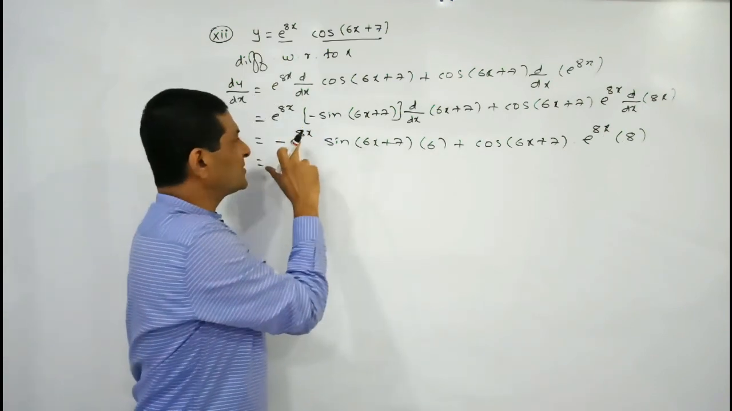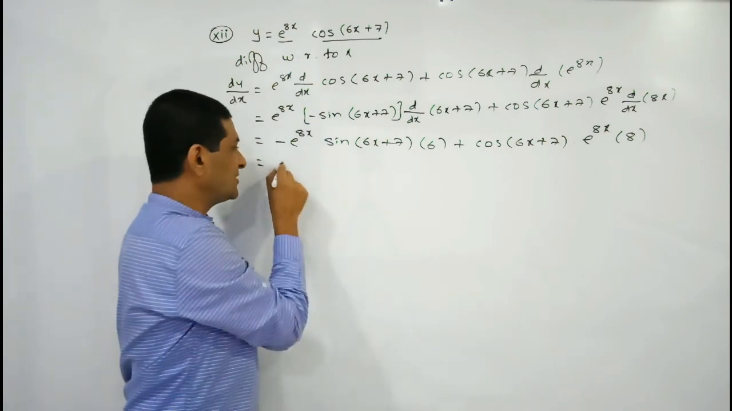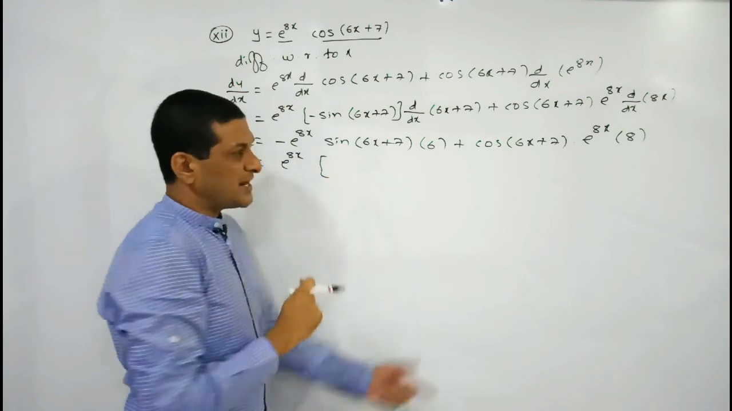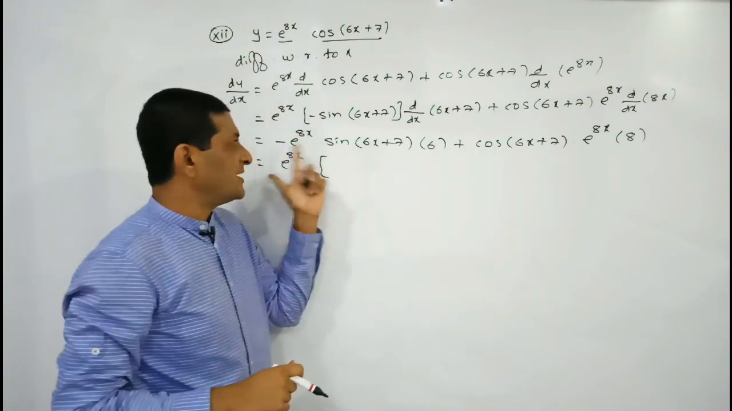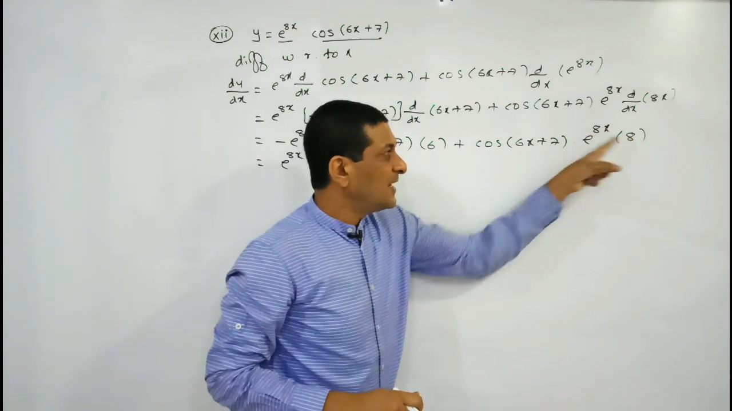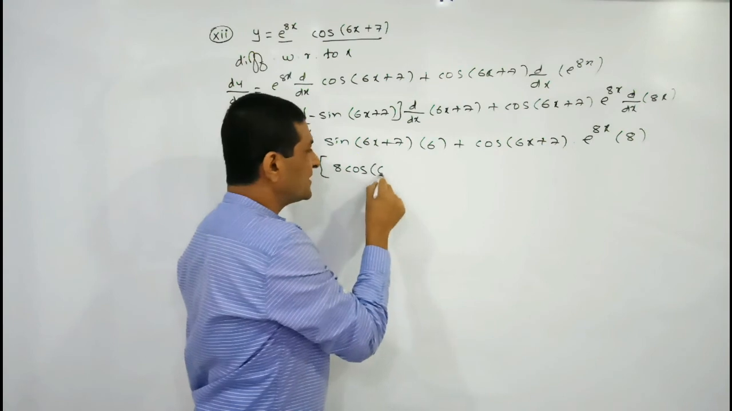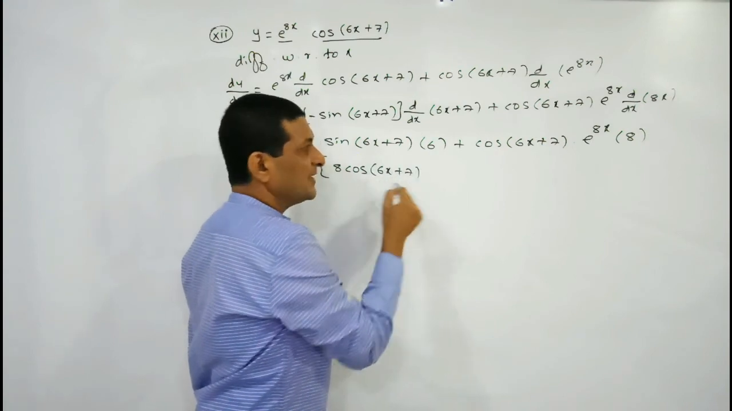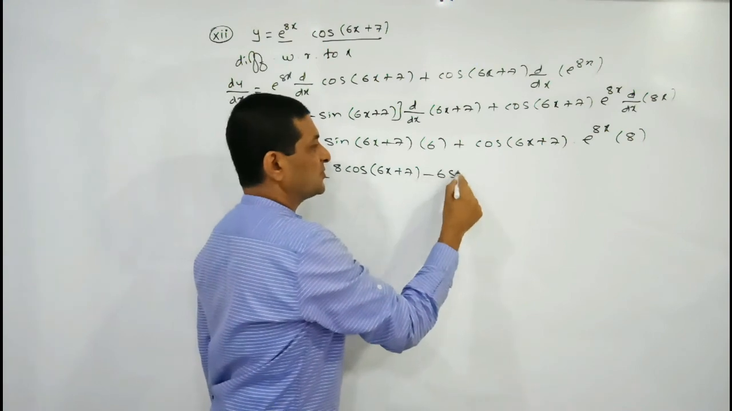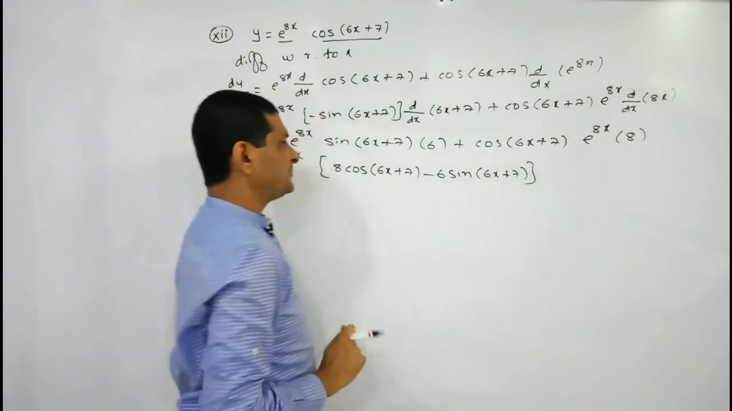Here easily we can observe that e raised to power 8x can be taken common from both the terms. e raised to power 8x we have taken common. First we write this positive term, later on this negative term. What is the multiple of e raised to power 8x? 8 into cos of 6x plus 7, and here minus 6 into sine of 6x plus 7, isn't it?